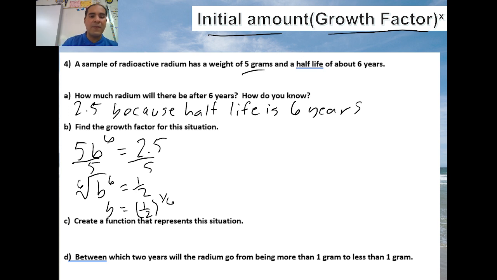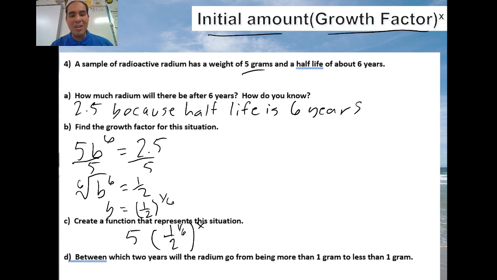Now, in order to create a function for this situation, I'm just going to use that growth factor. As crazy as this looks, our function is going to be 5 times 1/2 to the power of 1/6 to the power of x. Initial amount times growth factor, and the growth factor is 1/2 to the power of 1/6, and then to the power of x on the top.